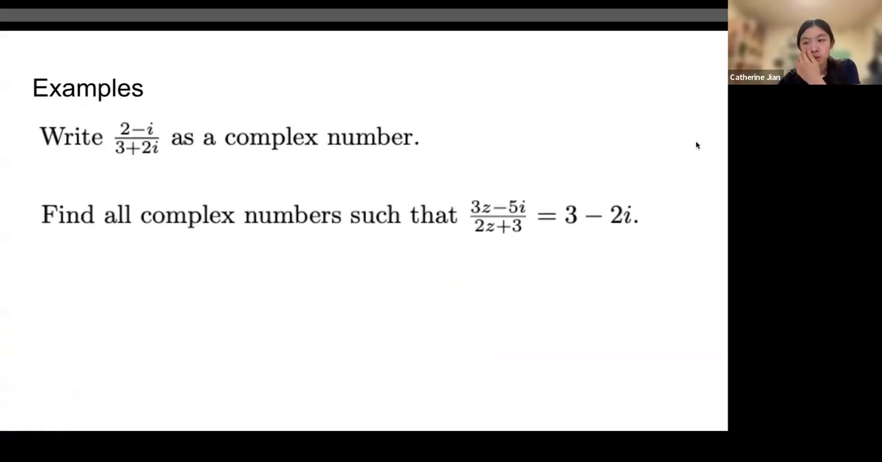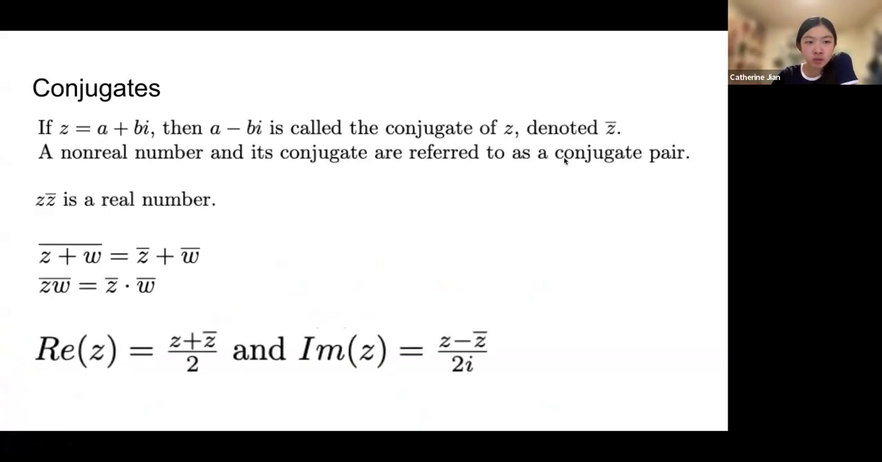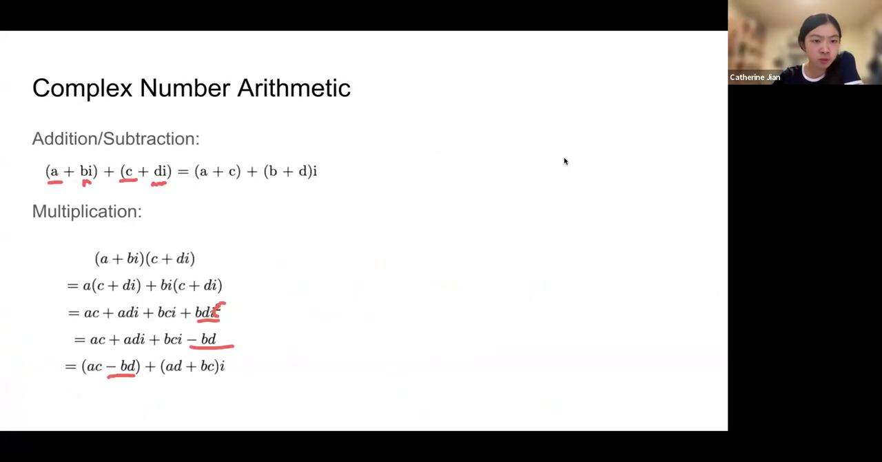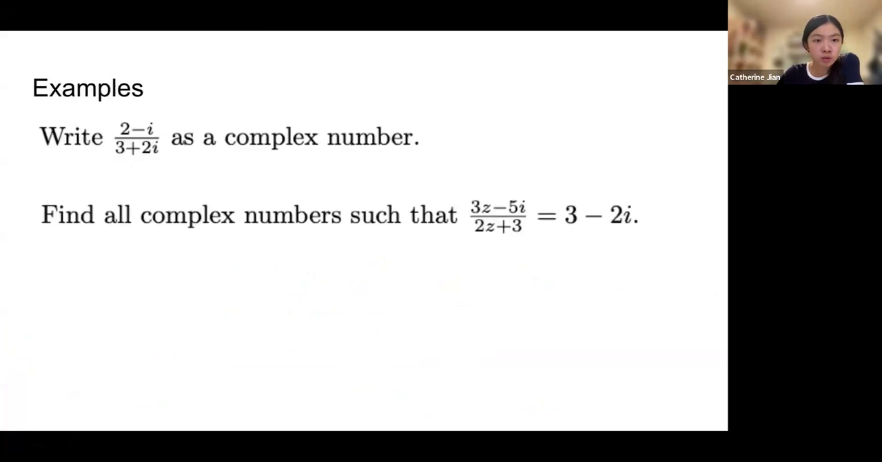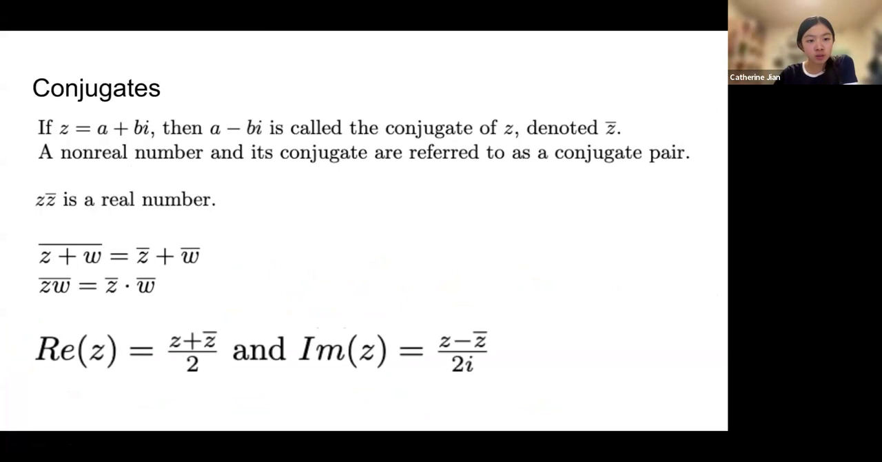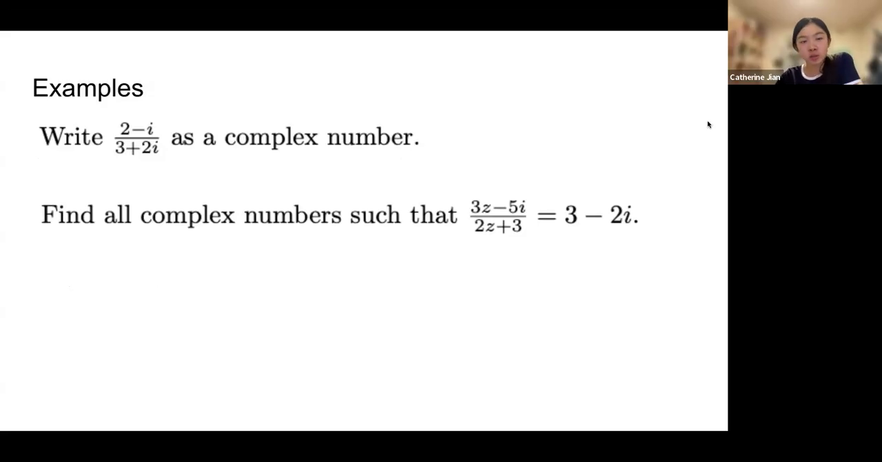So here are some problems you guys can try. You might have noticed that when we talked about complex number arithmetic, we didn't cover division, and this is because you need to use conjugate properties to do this. So to solve these problems, try to use some of these properties. And again, if you have any questions or if you have solutions, just private message me.